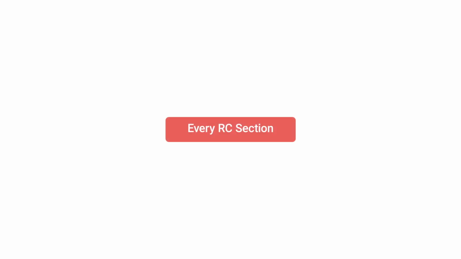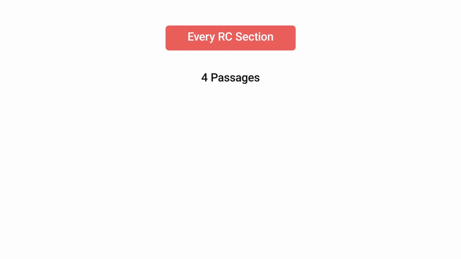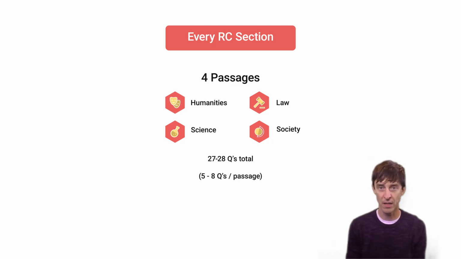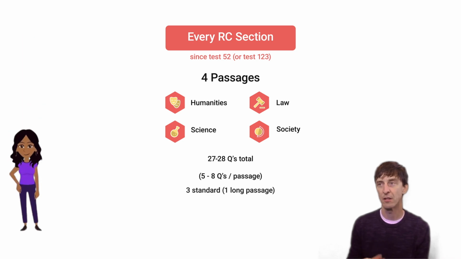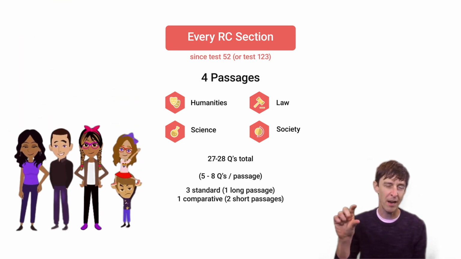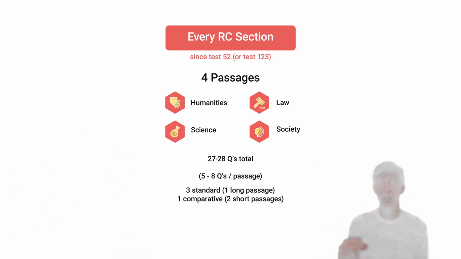Every reading comp section consists of 4 passages, totaling about 27 to 28 questions, so about 5 to 8 questions per passage. And they're drawn from the same 4 topic areas. You get a humanities passage, a law, a society, a science. Since Test 52, or Test 123 under the modern numbering, 3 of those 4 passages are like a standard single passage, and one of them is really a pair of 2 shorter passages.